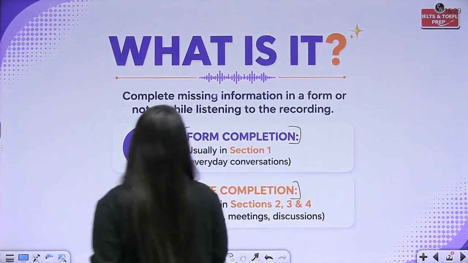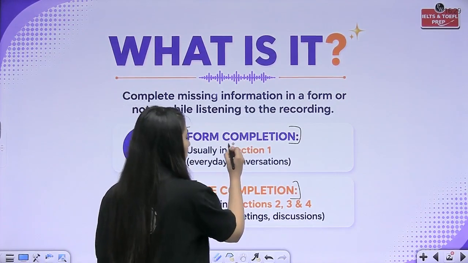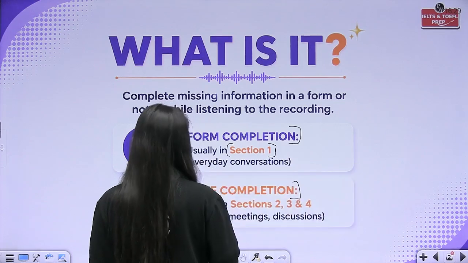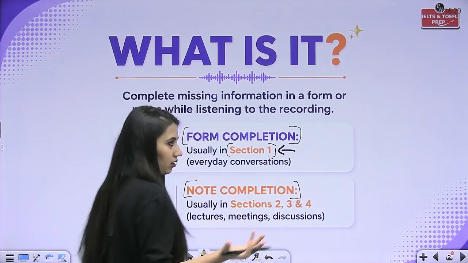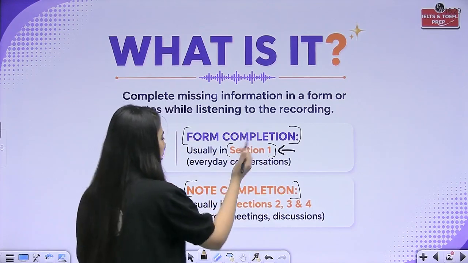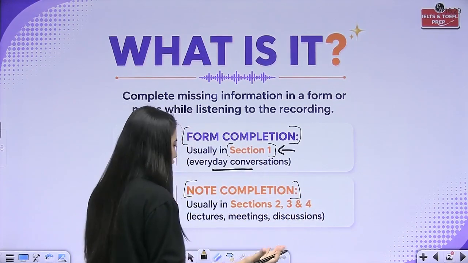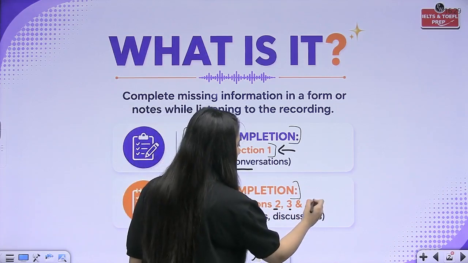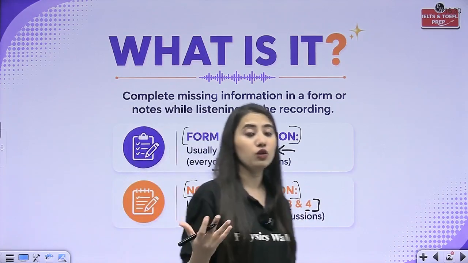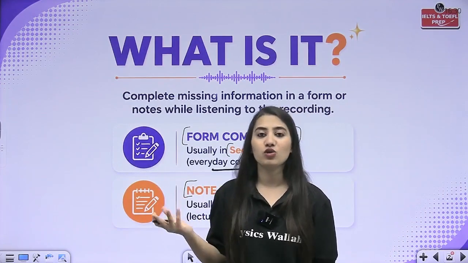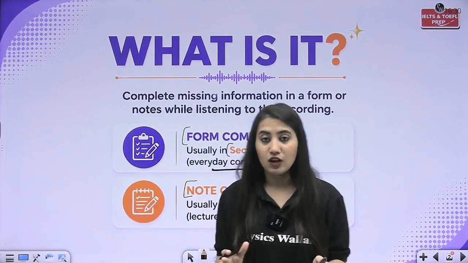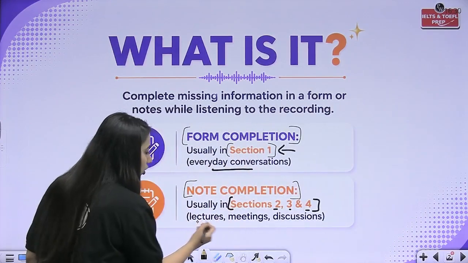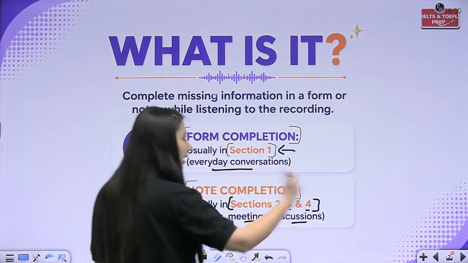Now let's understand. Usually it is to be seen in section 1. That's some unique quality about it. In section 1, it's quite easier, right? Hence, you can see it's all going to be about everyday conversation. Then notes completion can be seen from section 2, 3 and 4 as well. Depending upon the level of difficulty of the section, you can get these questions from easier to difficult level. The notes completion can contain lecture, meetings, discussion, anything like that.